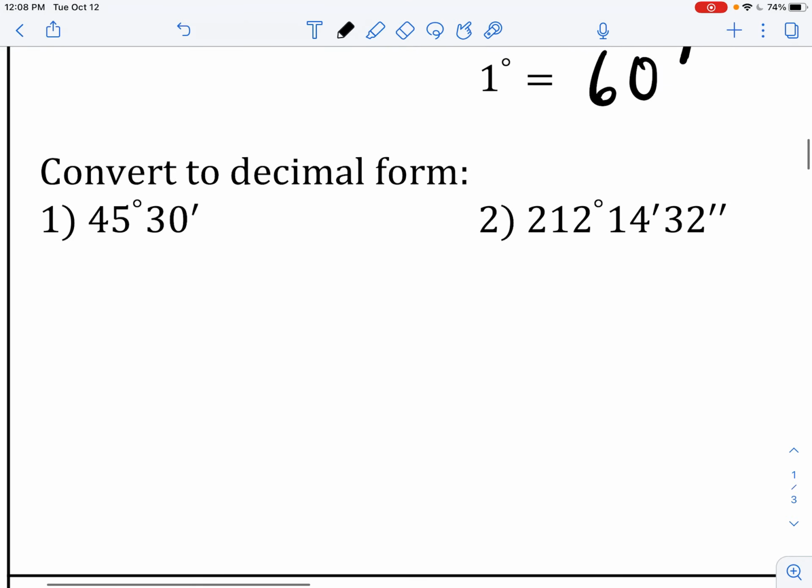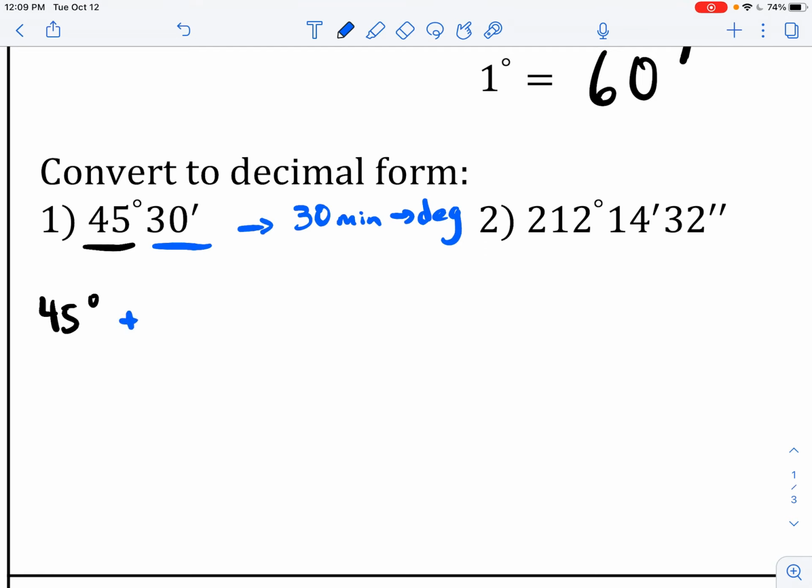So 45 degrees, 30 minutes. Well, let's write that as a decimal. The 45 degrees is not going to change there. That's still 45 degrees. Now what we want to do is change this 30 minutes into degrees, right? I want to write the 30 minutes into degrees. That's our goal here.